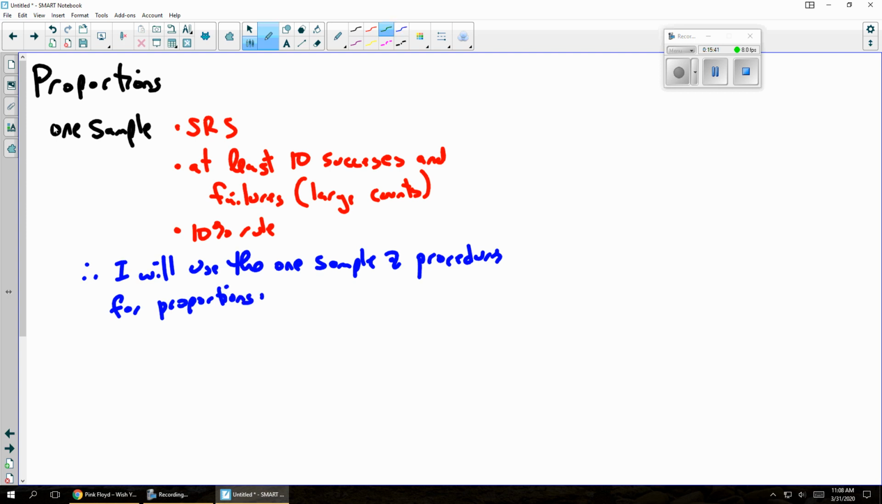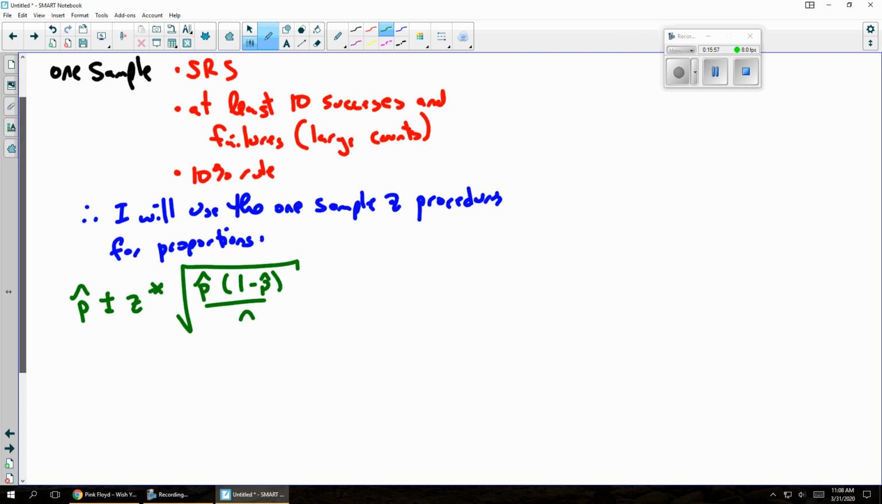And my formulas are going to look just like they did before. It's going to be the estimate, which is now p hat, plus or minus a critical value, z star, times the square root of p hat times 1 minus p hat over n. That's the standard deviation of the estimate. For the hypothesis test, I've got my test statistic equals the estimate minus the parameter over the square root of p times 1 minus p over n.